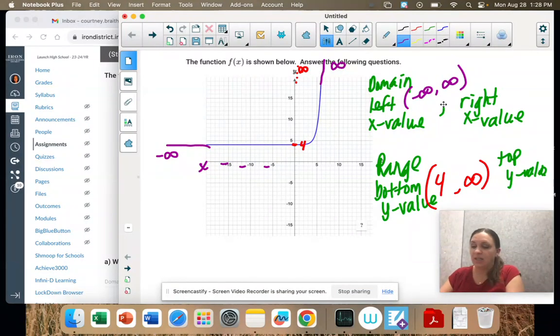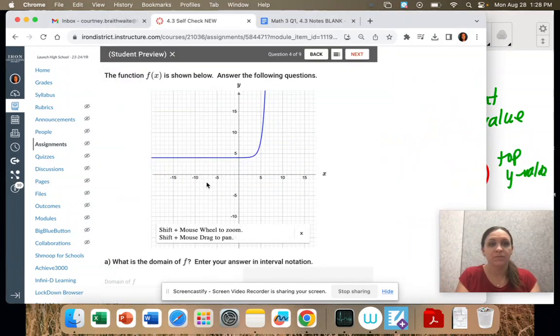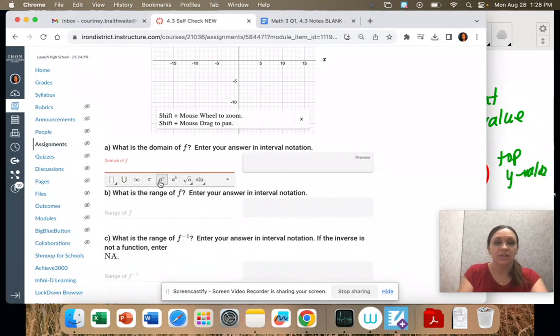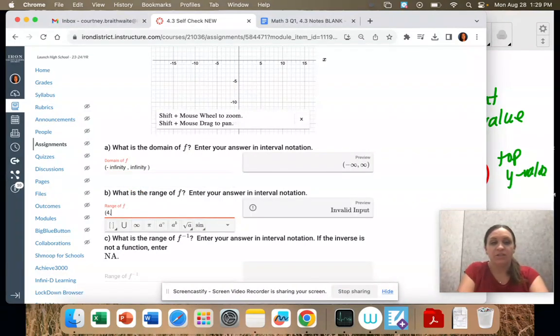So let's type that in. Our domain is negative infinity, positive infinity, and our range is 4 to infinity.